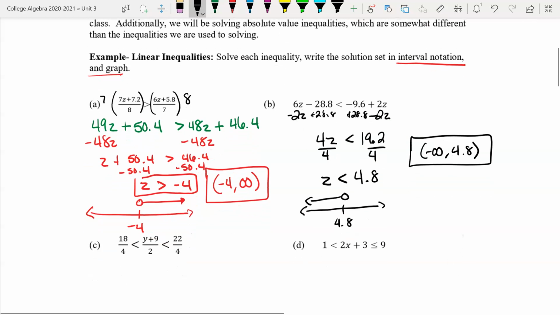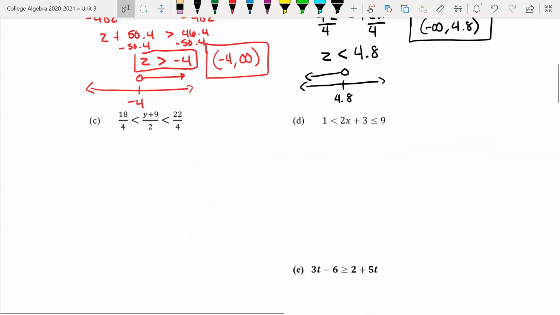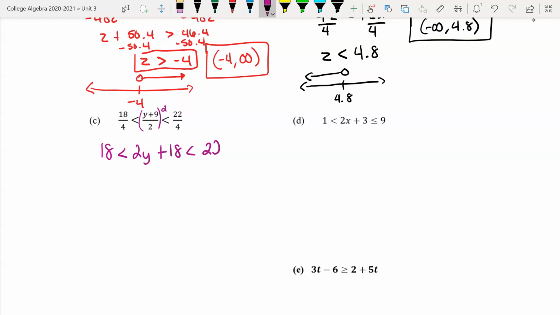Okay, keep going. You've got 3 more problems. This one right here is very close to the others, but I just need to multiply this one by 2 to make the denominator 4. So I'm going to have 18 less than 2y plus 18 less than 22. Now there are 2 inequality signs, so this is how it works. Whatever you do to get the y by itself in the middle, you have to do to all sides of the inequality. So I'm going to get 0 less than 2y less than 4. Last step, we need to divide by 2.